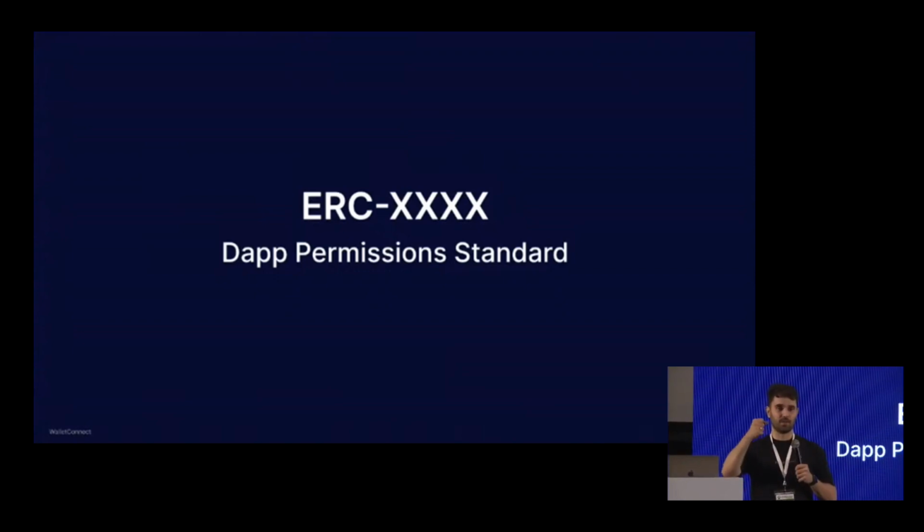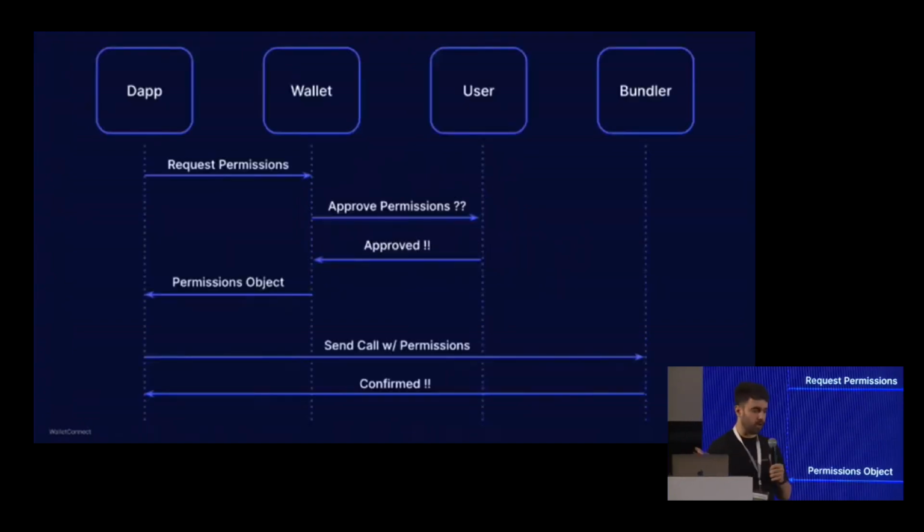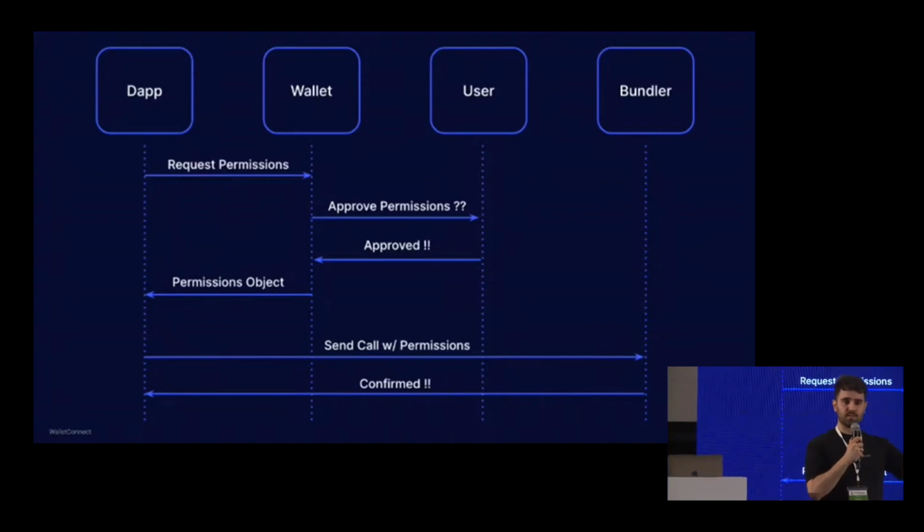You sign in with Ethereum, you have some capabilities, you approve some permissions, and all of the transactions are signed with a dApp. One example of how this would work: you take a dApp, the dApp requests permissions from the wallet, you ask the user, do you approve these permissions?